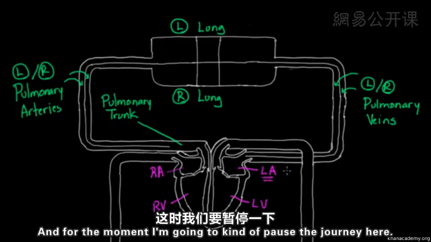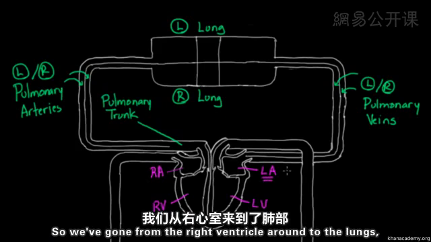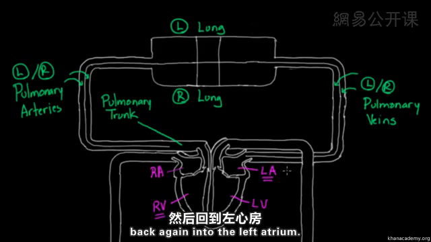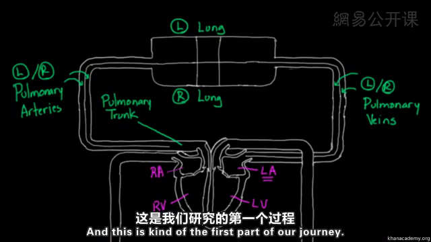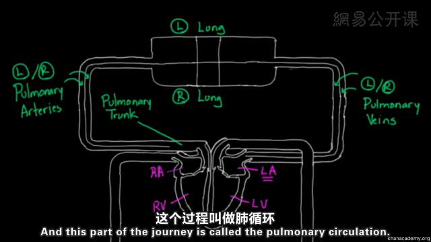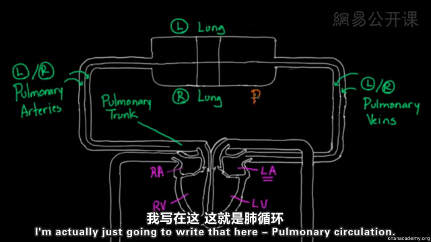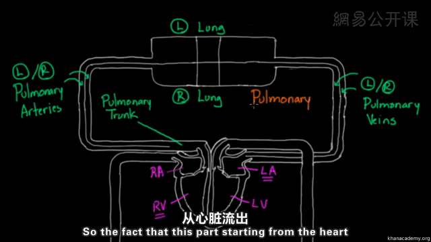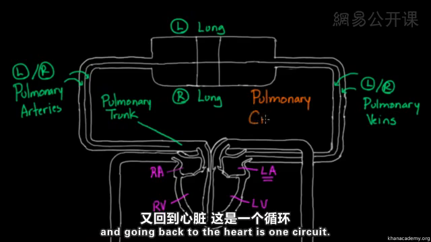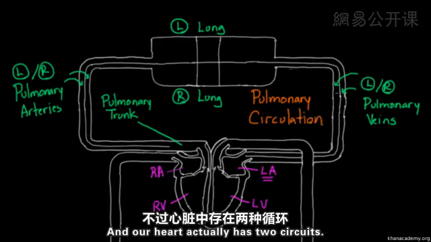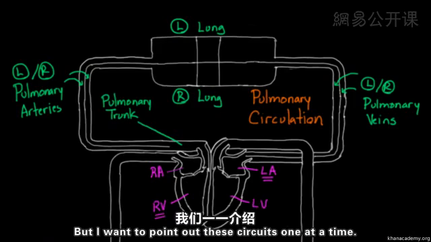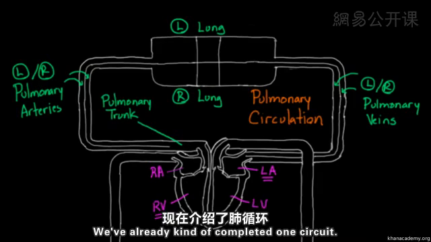And for the moment, I'm going to pause the journey here. So we've gone from the right ventricle around to the lungs, back again to the left atrium. And this is the first part of our journey. And this part of the journey is called the pulmonary circulation. I'm just going to write that here. Pulmonary circulation. So the fact that this part is starting from the heart and going back to the heart is one circuit. And our heart actually has two circuits. But I want to point out the circuits one at a time. And we've already completed one circuit.